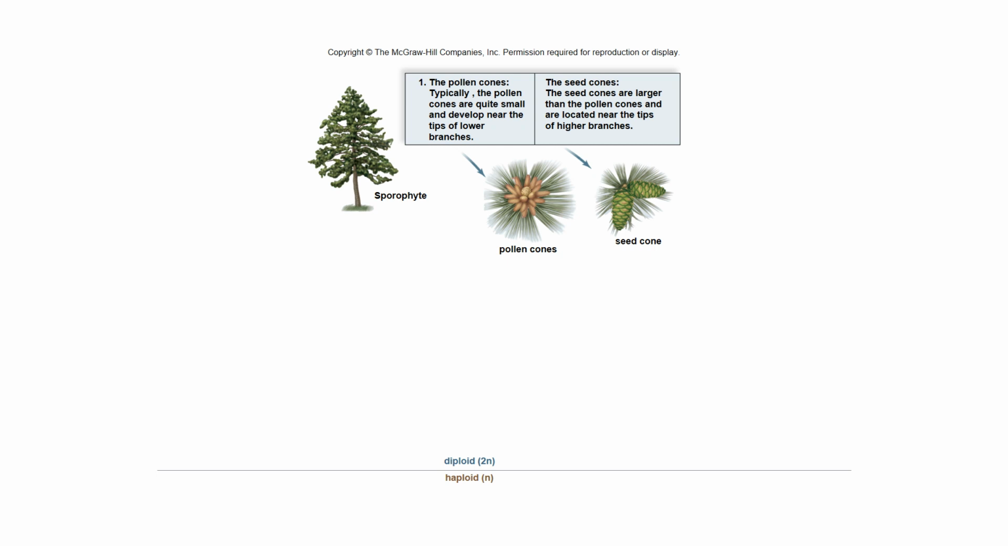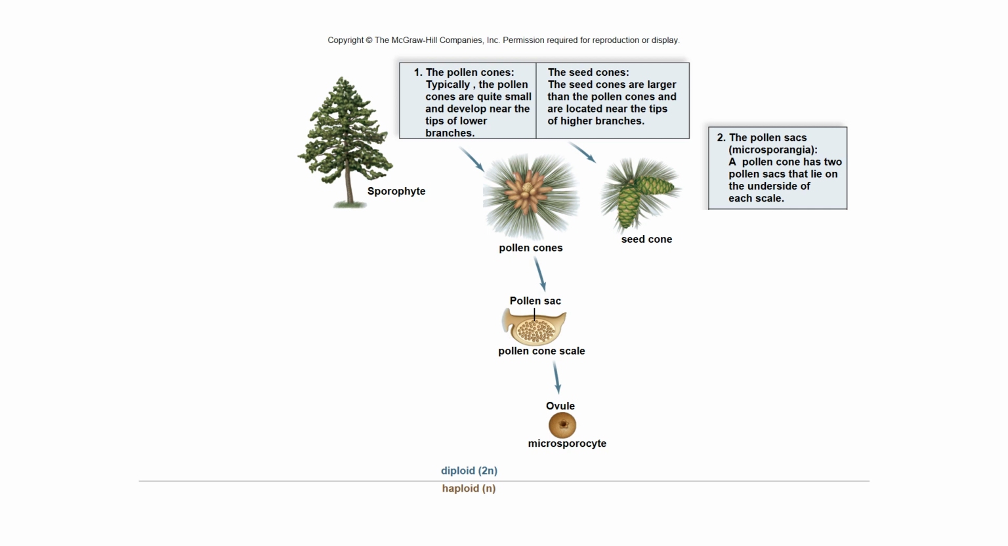Now, here we go with the life cycle. Just bear with me here. The pollen cones are pretty small, and they're found in the lower branches. And the seed cones, which we see all the time around here, are larger and they tend to be higher up in the tree. Now, pollen sacs, you've got a pollen cone that's on the underside of each scale. Pollination happens when a pollen grain is brought to the vicinity of a female gametophyte by wind or a pollinator like a bee or another animal like a dog or something like that.